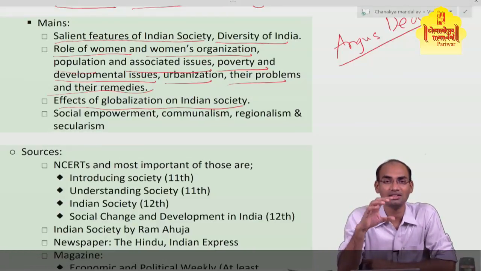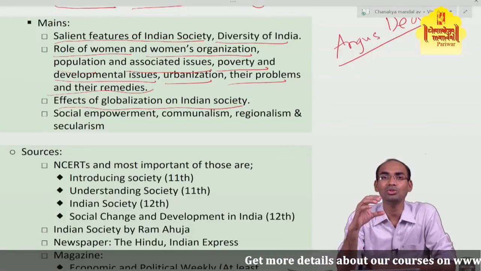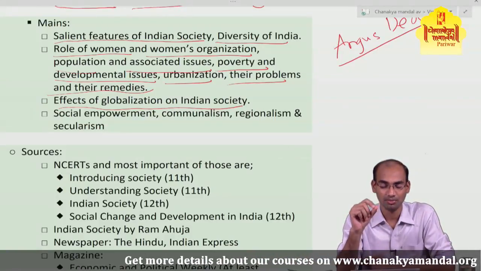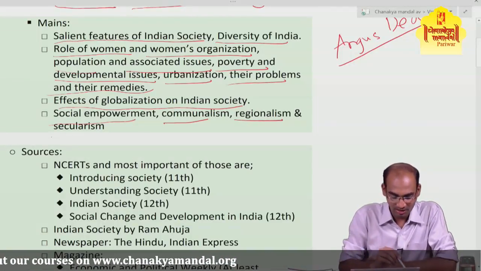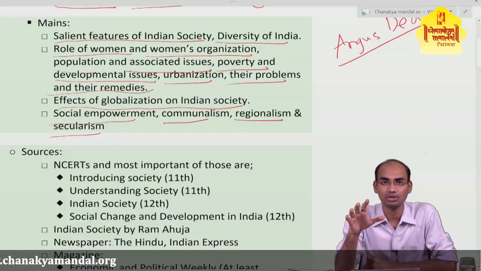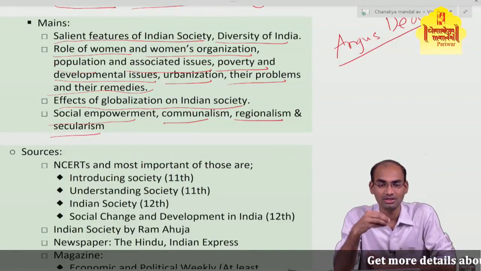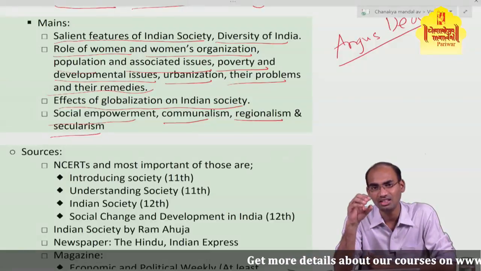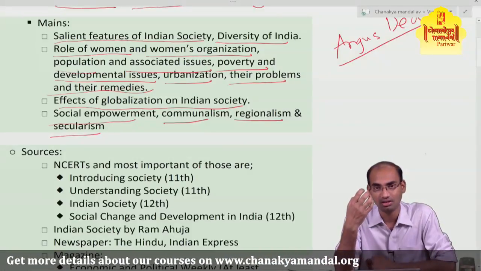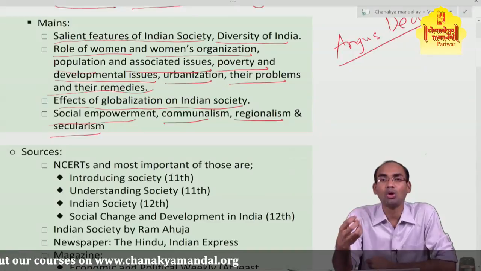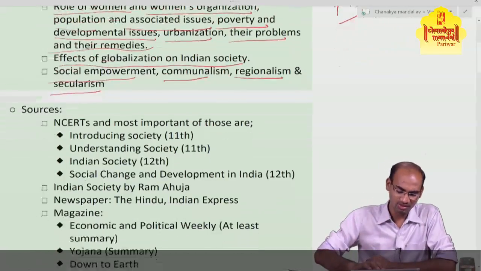UPSC is always ready to surprise us. It's quite impossible that we won't be surprised, so our job is to be less surprised in those 3 hours. Okay, so we will prepare for that. The next topic is social empowerment, communalism, regionalism, secularism. Three very different concepts, but somehow similar. The reasons for these issues, communalism, regionalism, secularism, are always in debate. There's always a debate going on about how to deal with the problems created by these issues. So these are ongoing debatable topics, and someone is always talking about them.